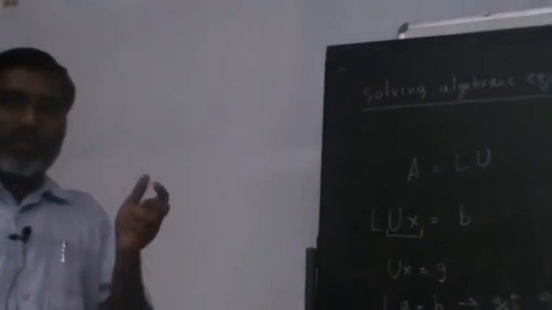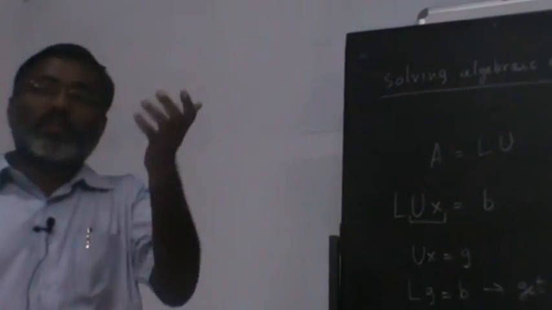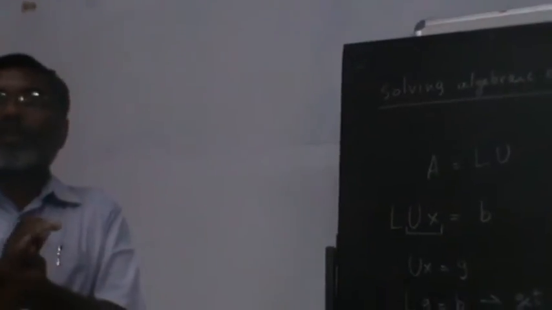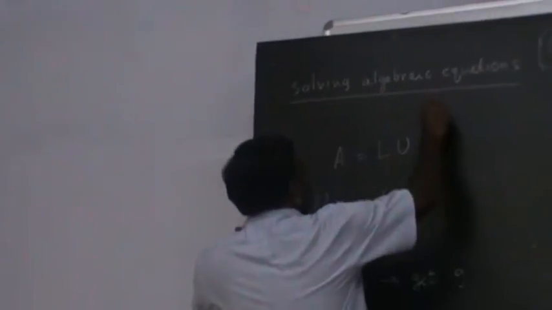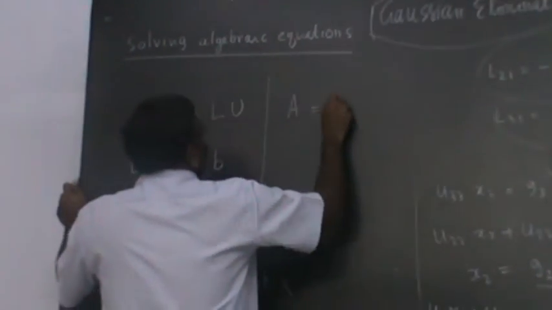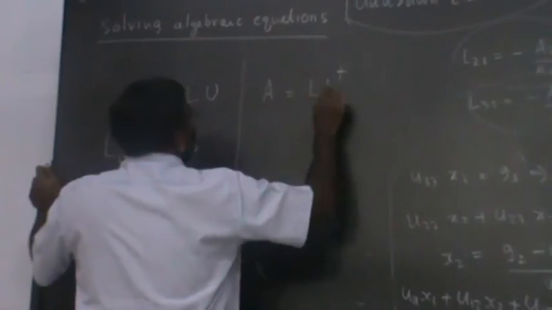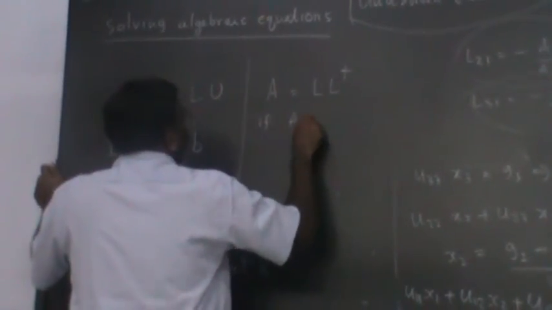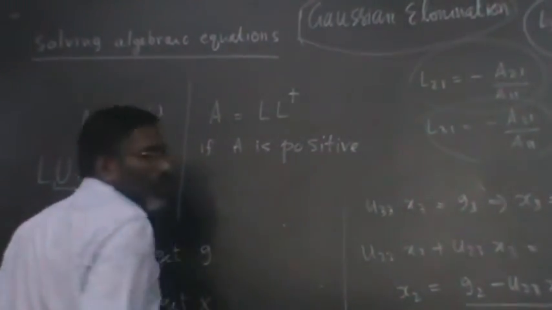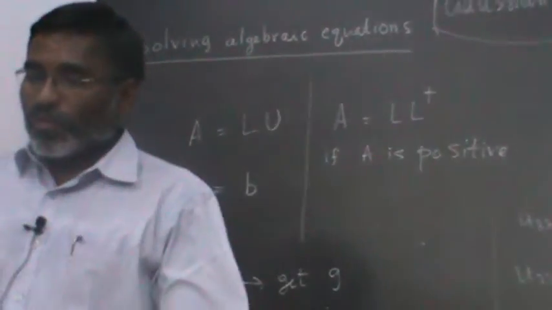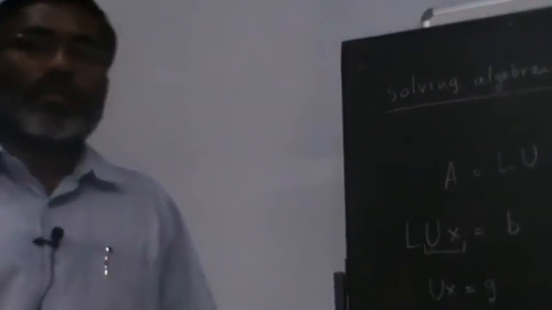Now if your matrix is a positive matrix, as we defined in the morning, that means the matrix has no negative eigenvalues, then you can show that A can be written as L L dagger if A is positive. This is called Cholesky decomposition. Cholesky decomposition is allowed for positive matrices.